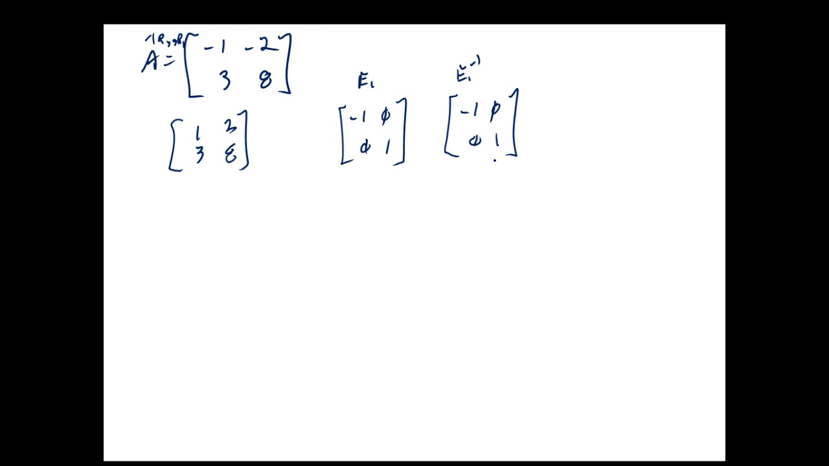Okay. Next step. I'm going to write it up here. This would be easy. It would be -3 row 1 plus row 2. And that would give a 1, 2, 0, 2.